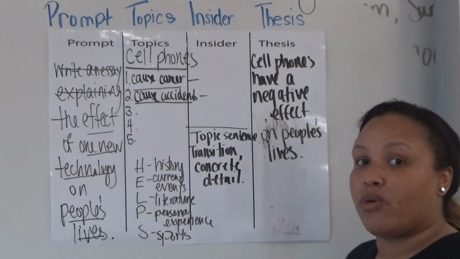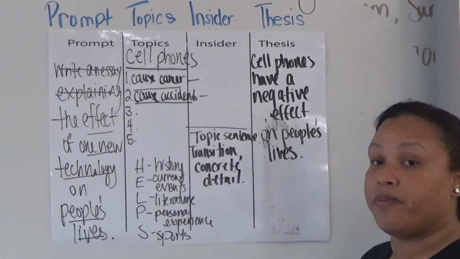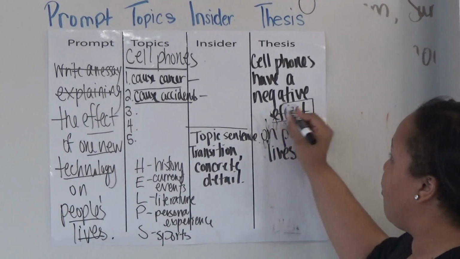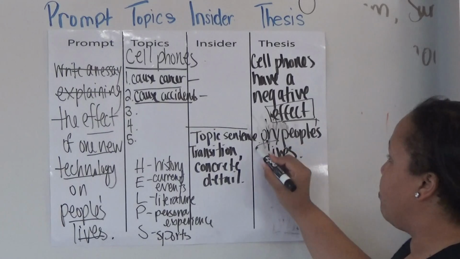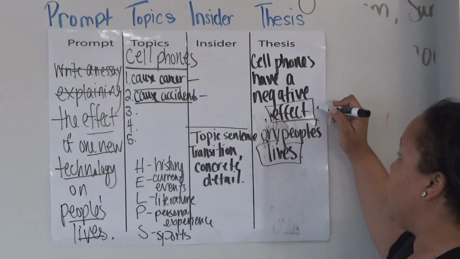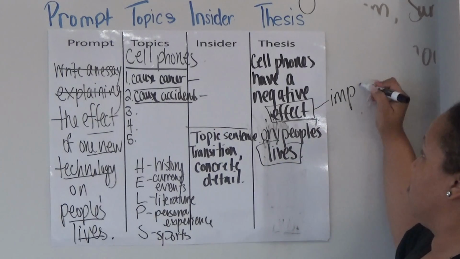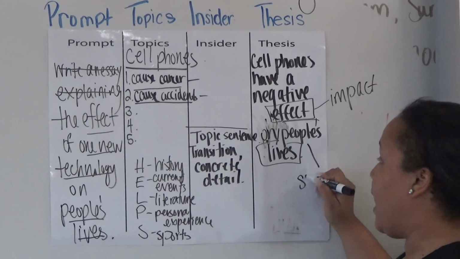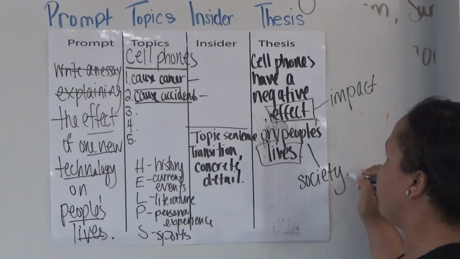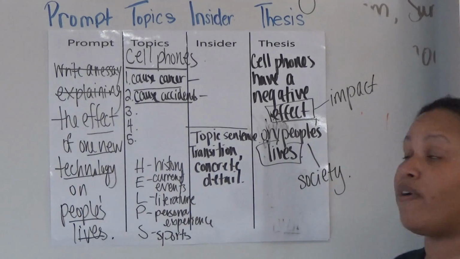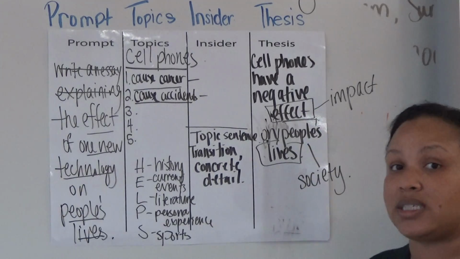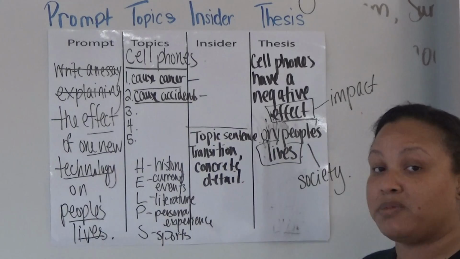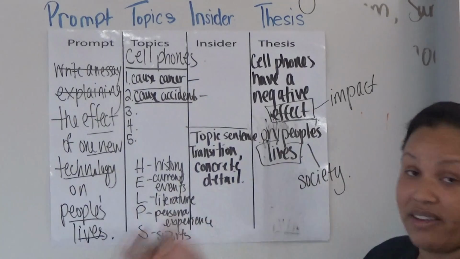Am I giving them the words they gave me? True. I have to change effect and people's lives. I can change effect to impact. I can change people's lives to society. So now my thesis is cell phones have a negative impact on society. An elevated thesis means an elevated score. This is advanced brainstorming.